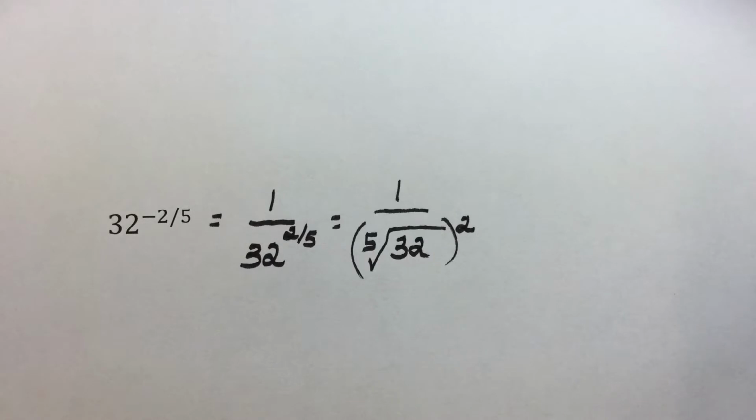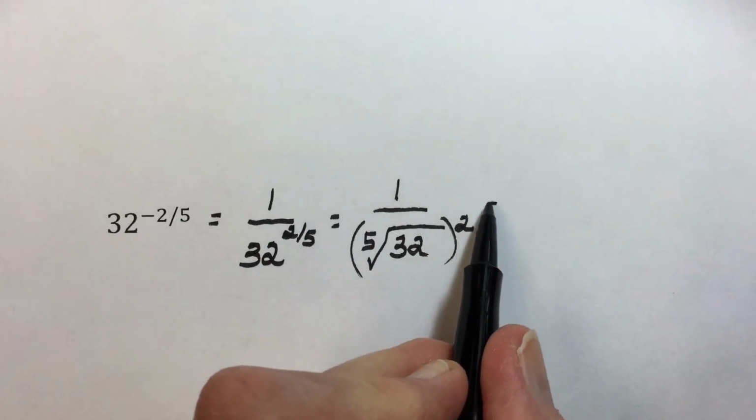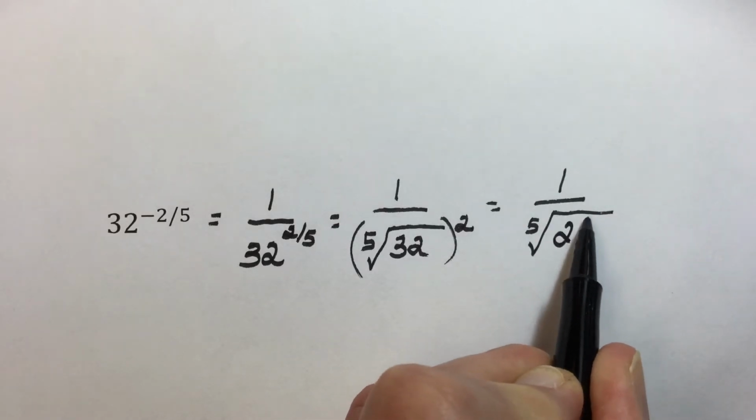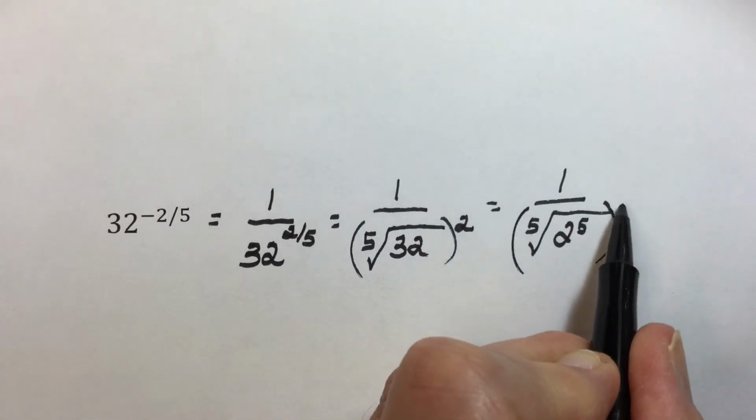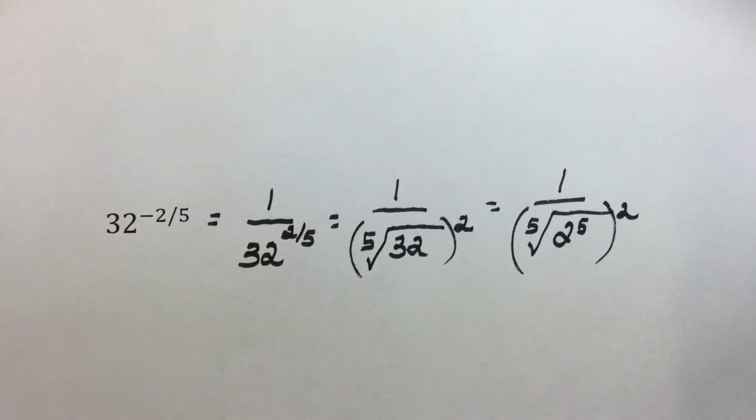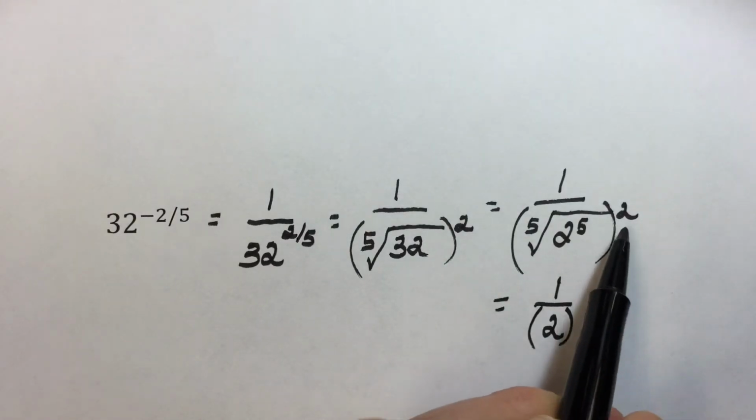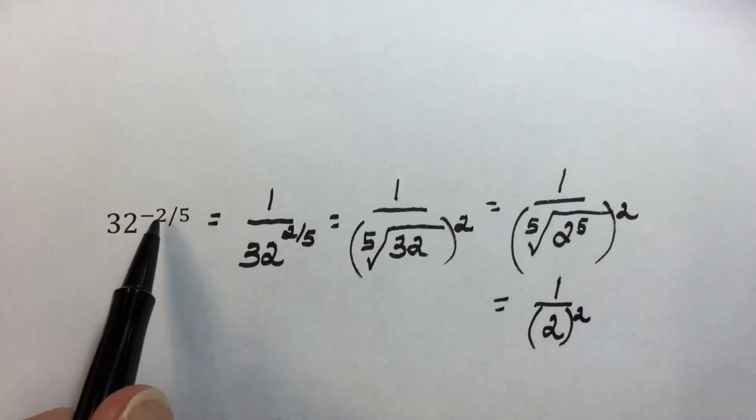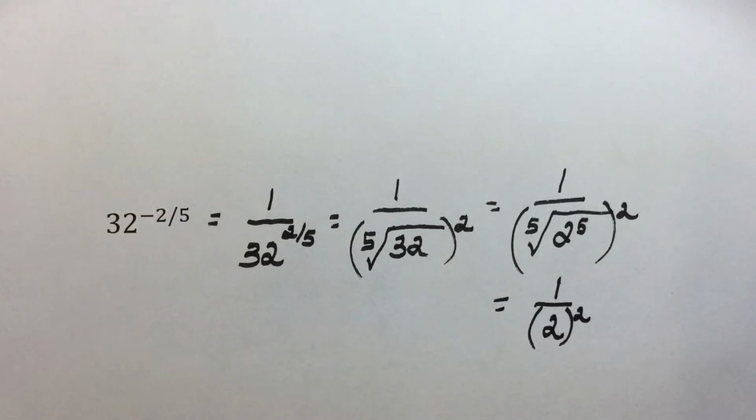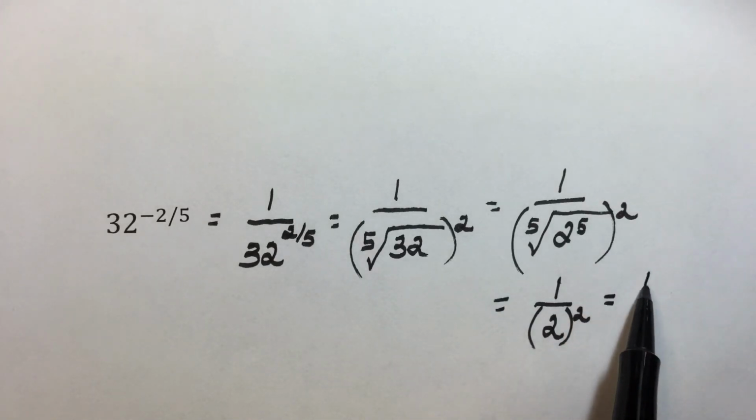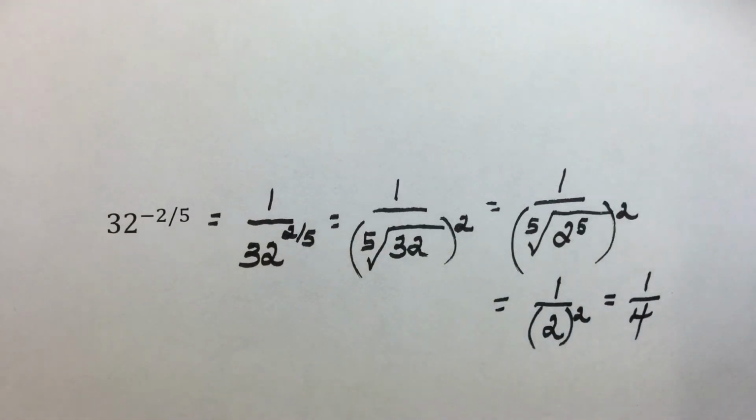32 can be expressed using prime factorization as 2 to the 5th power. Taking the 5th root of 2 to the 5th power results in a 2, but we still have our squared from the 2 in the exponent. And final simplification here then, 1 over 2 squared is going to result in 1/4 for our simplification of this example.